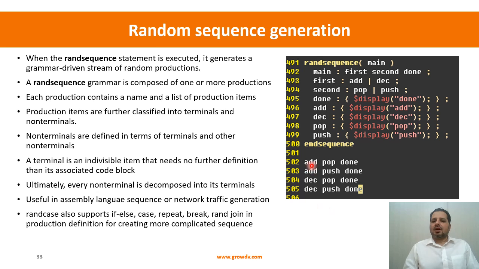If you see here, when we call this random sequence multiple times, it can sometimes pick add and sometimes pick decrement, right? And the second one can pick pop or push. So I can see that it has picked pop or push, pop or push. Done, of course, since it's already a terminal, it will always remain done. So this way it randomizes at this level, right?